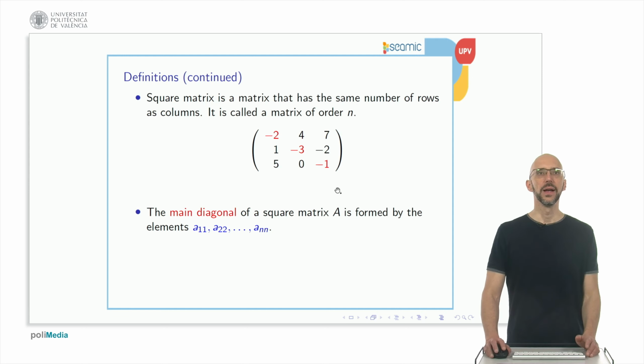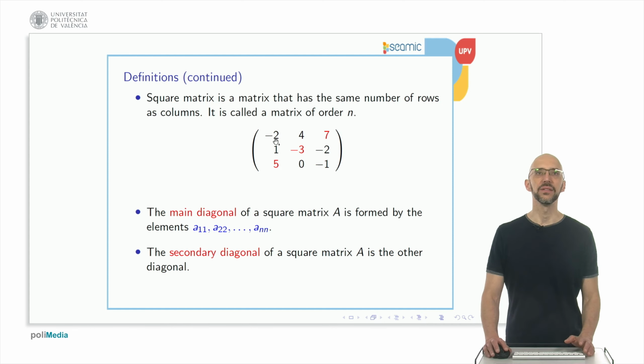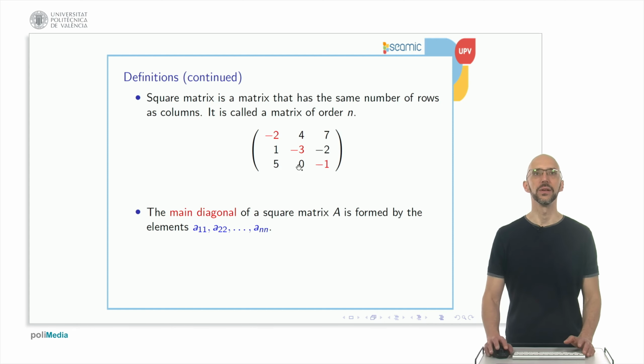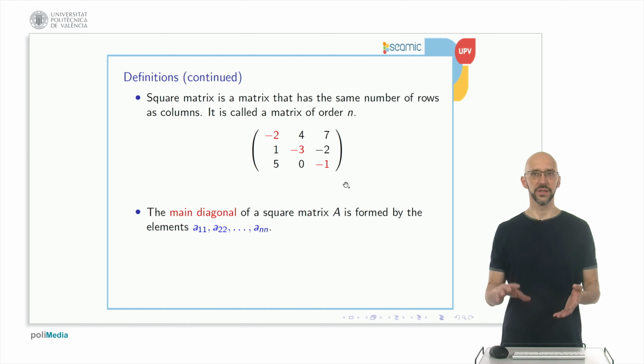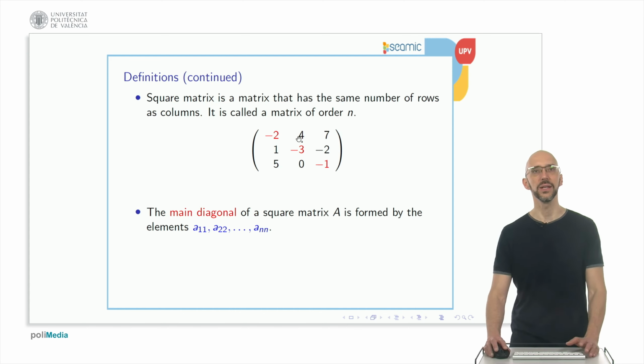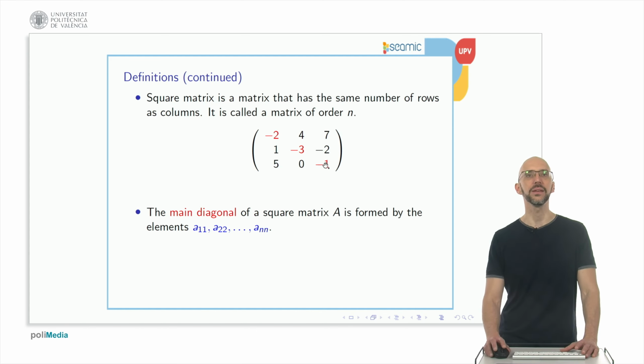Piece of cake. What is the main diagonal of a square matrix? The main diagonal is these elements. I'm so sorry, let me go back 1 second. They are in red now. It's -2, -3, -1. The ones in these positions. If I want to be more specific, it would be the elements 1,1, 2,2, 3,3. These elements, this is the main diagonal.